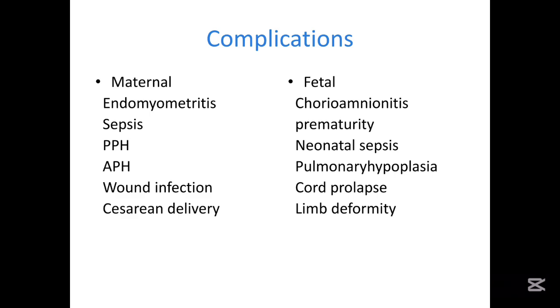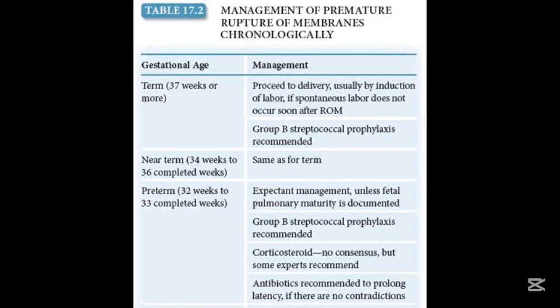So what is the management? Mostly, the management will be divided according to the weeks. At term, if the pregnancy is more than 37 weeks, you induce labor if spontaneous contractions do not start within 12 to 24 hours. You also monitor for infections, such as monitoring the temperature, the pulse, the fetal heart rate, and you also give prophylactic antibiotics. You avoid repeated vaginal examinations, as we already said.